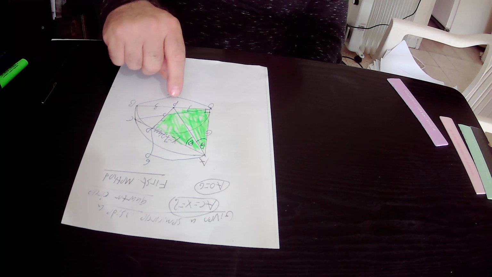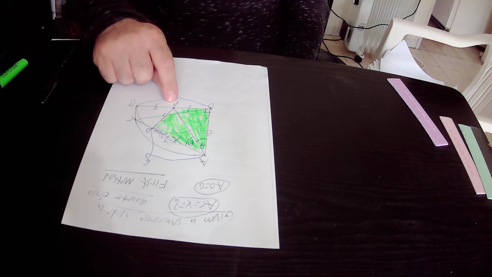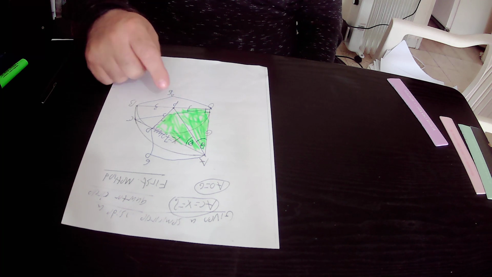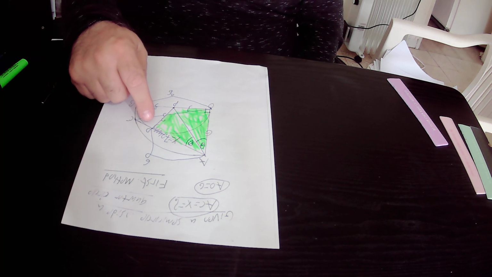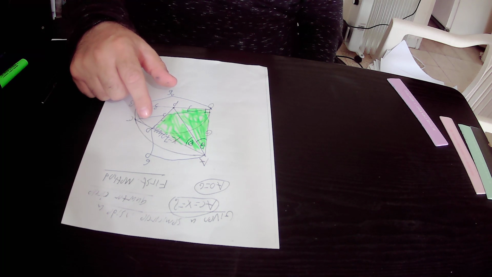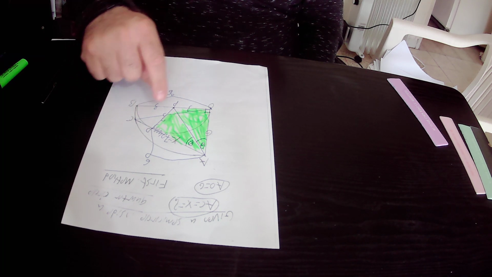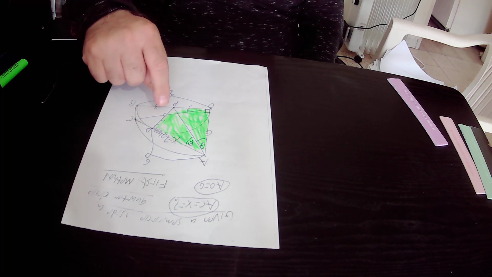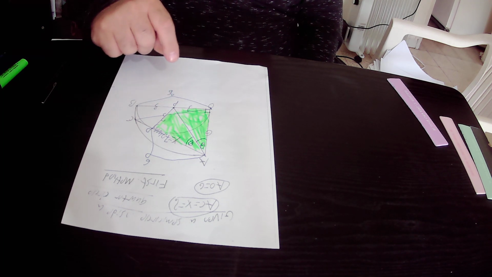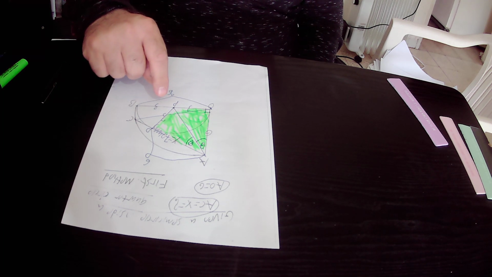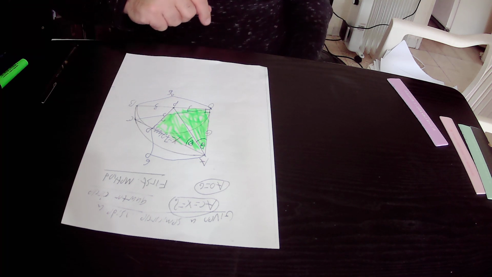I repeat again, point P is the center of the semicircle. Point D is a point of the semicircle itself, and this is exactly the definition of a radius. That is to say, PD is the radius of the semicircle that is equal to 3 units. Okay, PD equals 3 units.